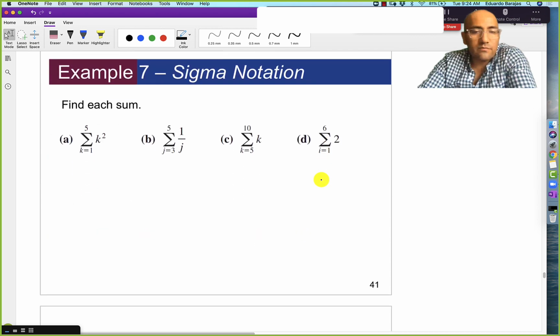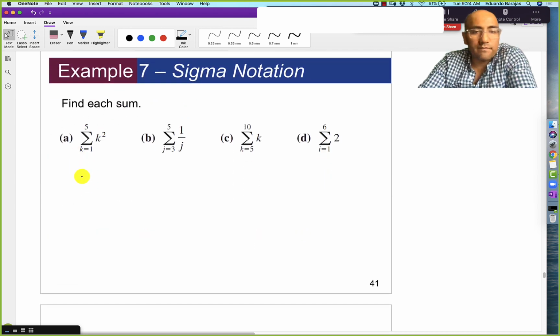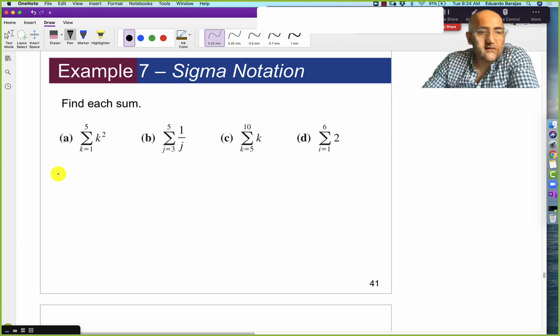Okay, so here are some easy examples. Find each sum. And so just expanding these. For part A, we want to get 1 squared plus 2 squared plus 3 squared plus 4 squared plus 5 squared, right? That's what this is. And I know to stop there because this tells me to stop when k equals 5, right? So replace the k by a 1. I get 1 squared, plus, replace the k by a 2, replace the k by a 3, and so on and so forth.